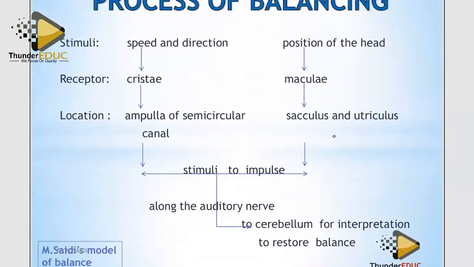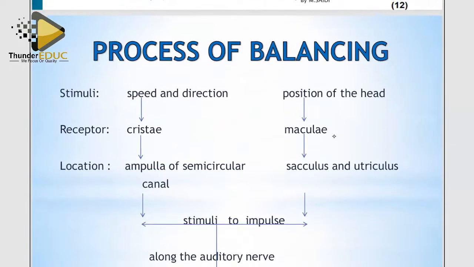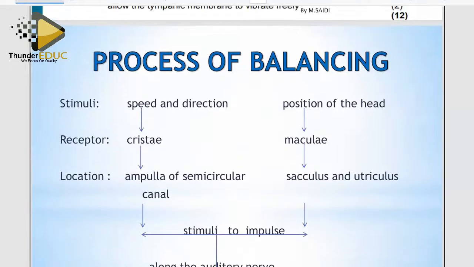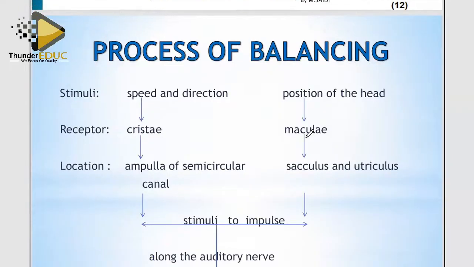Let's talk about balance. Guys, are you ready for balance? I want to hear from you. Are you ready? Should we go? Yeah. Okay.